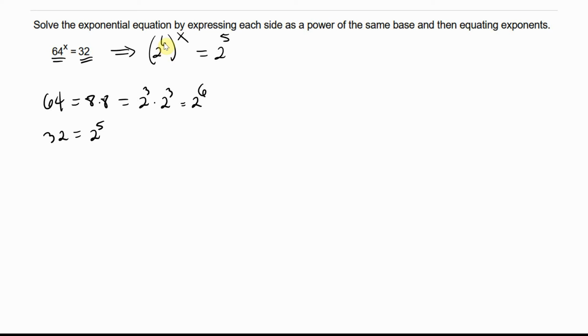So the bases are the same. You have over here a power raised to a power, you multiply the powers. So this is 2 to the 6x is equal to 2 to the 5th. Bases are the same. We set the exponents equal. 6x is equal to 5. x is equal to 5 over 6. Okay.